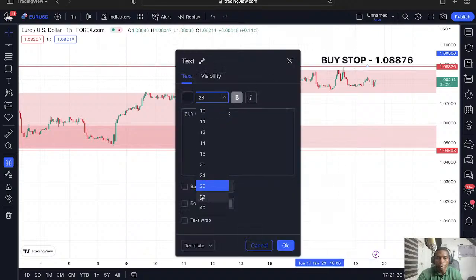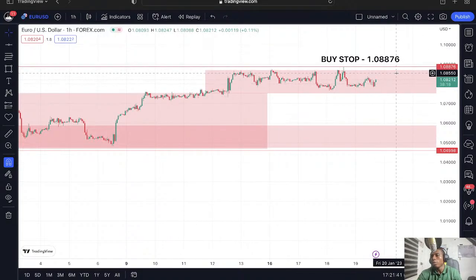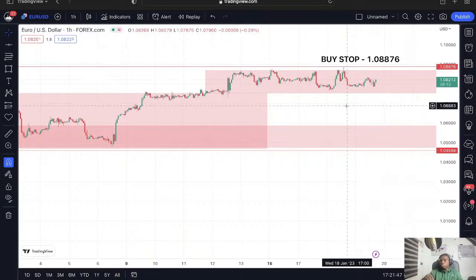You can set your buy stop here. So when price just goes up, then your buy is triggered. Most importantly, when you are trading, always take into consideration your stop loss. Okay, because your stop loss and take profit level are very, very important to your trade.